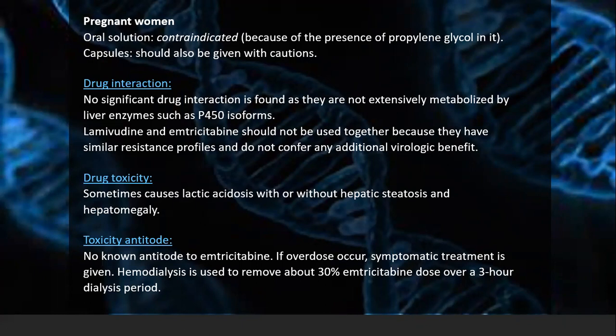Toxicity antidote: there is no known antidote to emtricitabine. If overdose occurs, symptomatic treatment is given. Hemodialysis is used to remove about 30% of the emtricitabine dose over a 3-hour dialysis period.